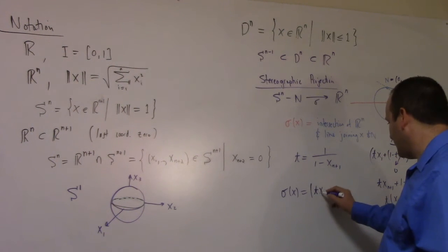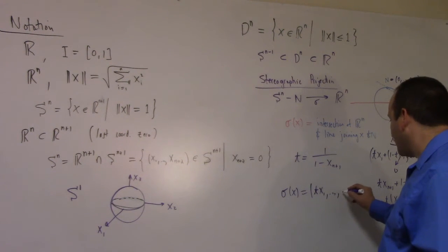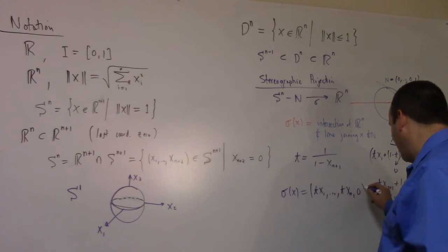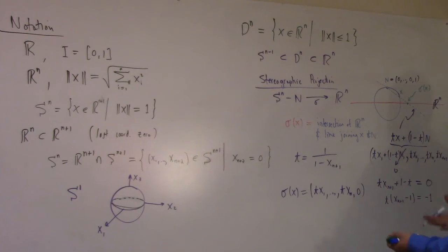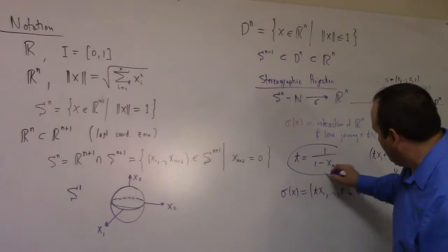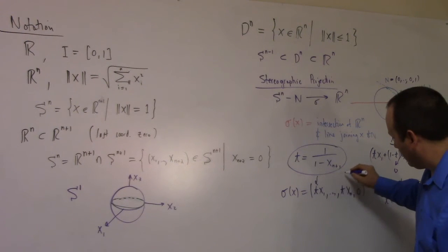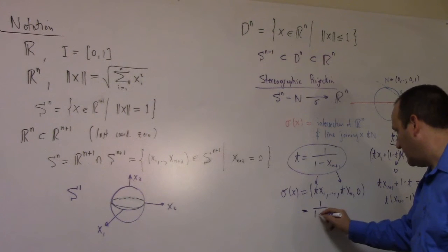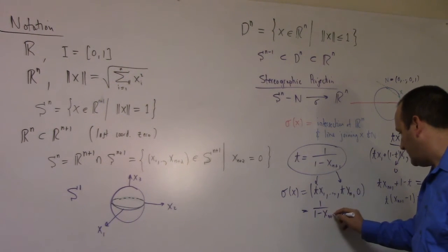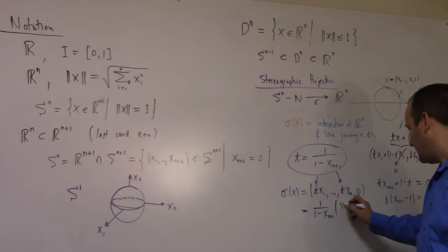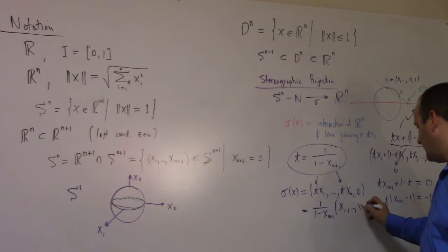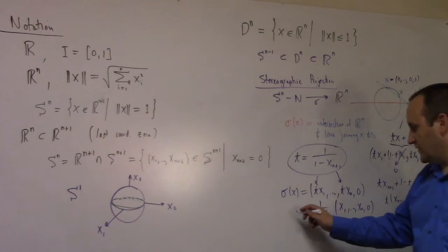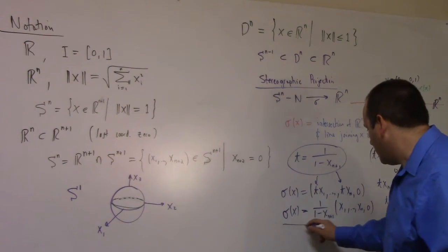Sorry guys. What's the (n+1)th coordinate in the mapping we're trying to construct? 0. And that is true because that was how we constructed it. So this is the t that is here and here and so forth. If you wanted me to write it explicitly, we could write it like this: 1 over 1 minus x_{n+1} times (x_1, ..., x_n, 0). And there you have it. That's explicitly the formula for stereographic projection.